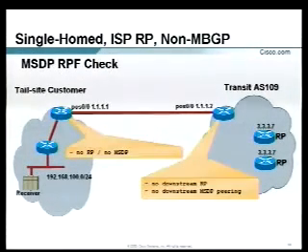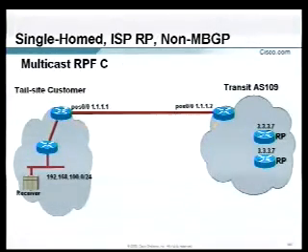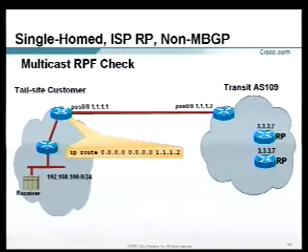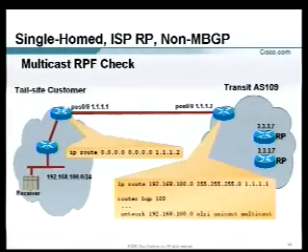There's no MSDP running here. You're not running your own RP at your customer site, so there's no need to have it. So there's no RPF check. The Multicast RPF check, once the packets do come into this customer site, it will just use BGP if it's running BGP. If it's using a default route, it will use that as its regular Multicast RPF check.